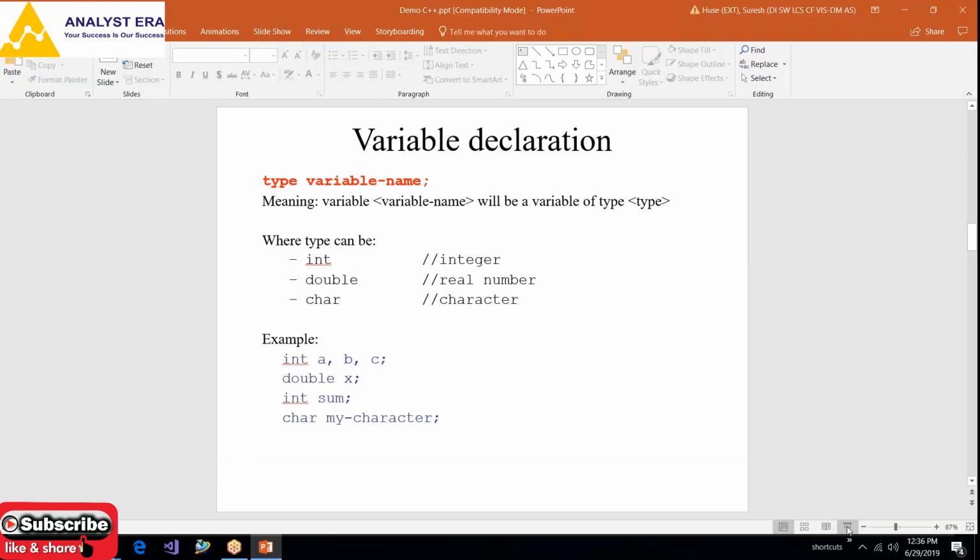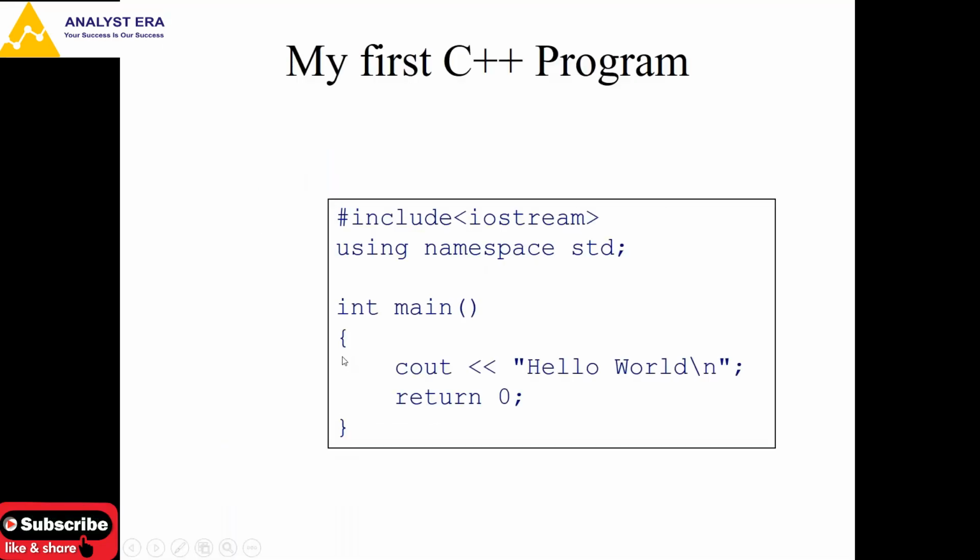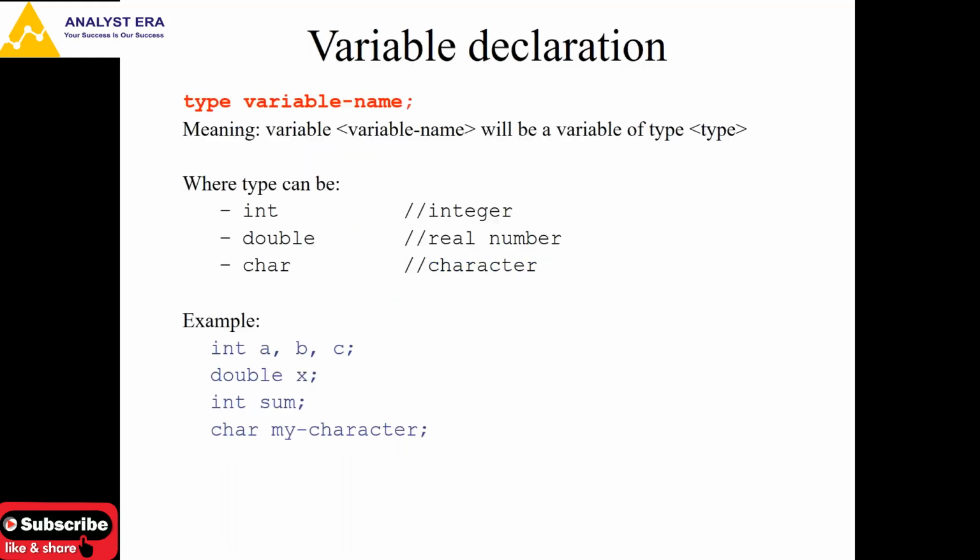So coming back to the presentation, this was the very basic program. There are no variables, nothing. We are just saying print this statement here. So next is the variable declaration. The main thing in C++ or any programming language is that there should be some variables or data types where we can store some information.